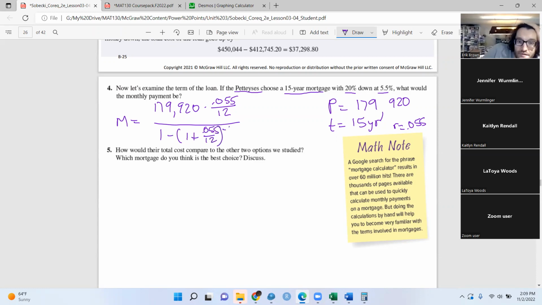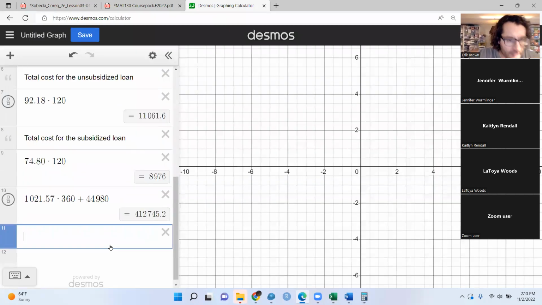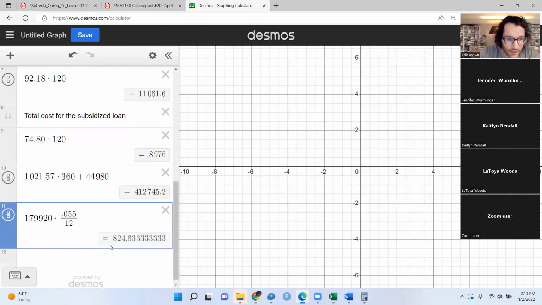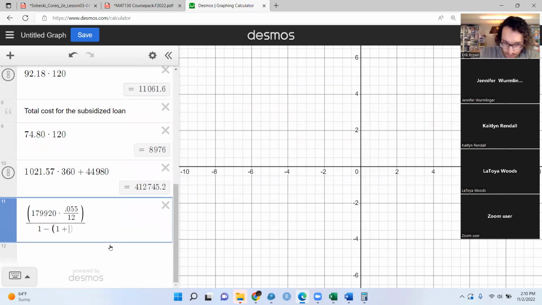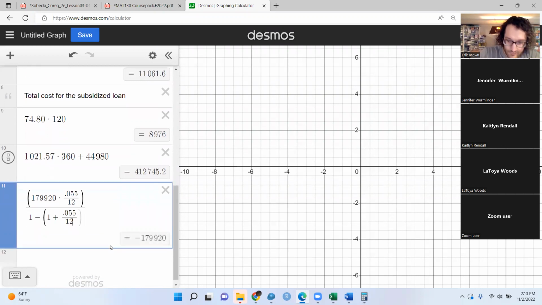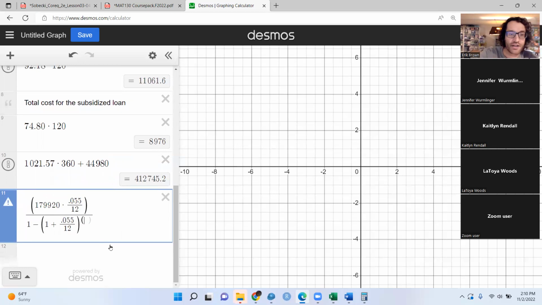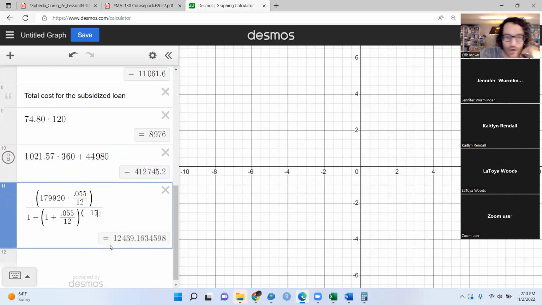Here we're going to do negative 15 times 12, right? Because it's 15 years and 12 months per year. So let me hop over to Desmos here. 179,920 times 0.055 divided by 12, all that divided by 1 minus 1 plus 0.055 divided by 12. Now, if you do that multiplication in the numerator, you're going to need parentheses up here. Otherwise, it drops the 12 out of that exponent.